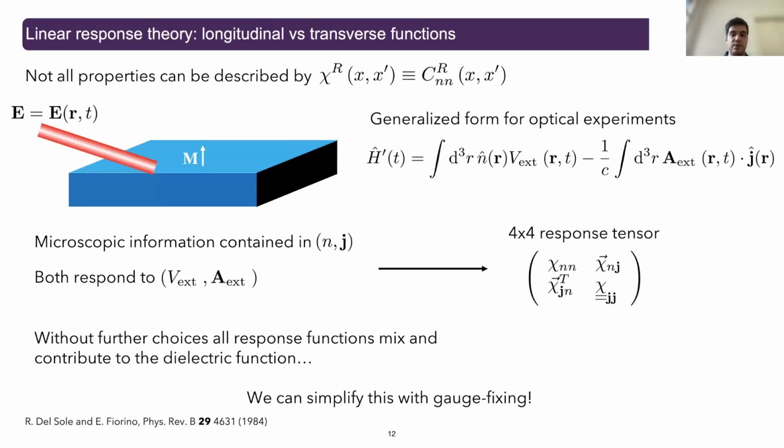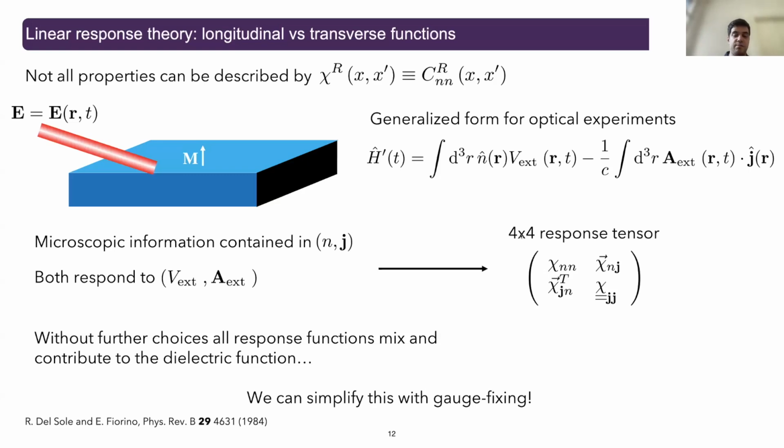At this point, it is important from my side to mention that in several cases, you'll not be able to describe all microscopic dynamics using only the density-density response function. If the system has a finite magnetization, you'll have to consider how the microscopic currents will react under an external field. To do so, you have to generalize the interaction Hamiltonian to include the coupling between the external vector potential and the microscopic currents inside your system.